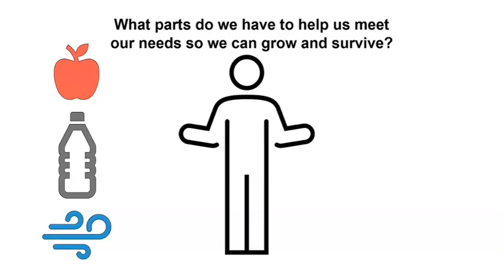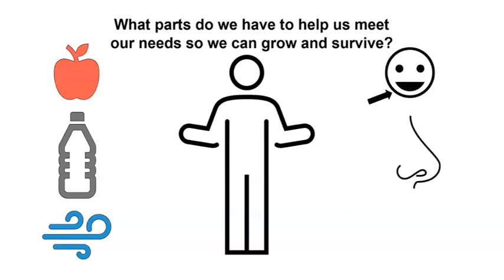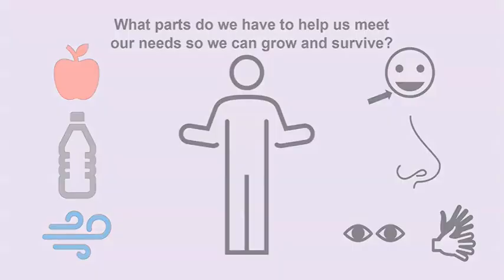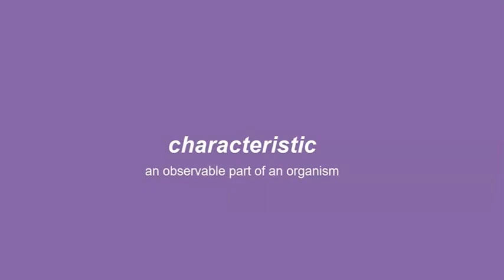Well, we put food and water in our mouth. We breathe through our nose and mouth. And when we want a snack, we see it with our eyes and grab it with our hands. These body parts are characteristics of humans. A characteristic is an observable part of an organism. Observable parts are parts we can see.